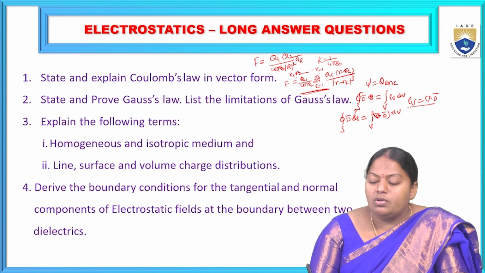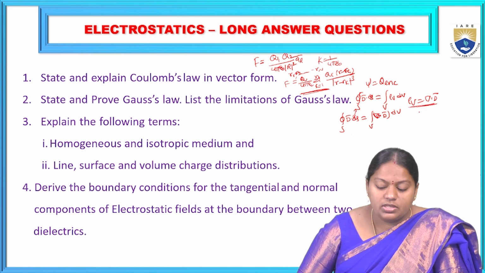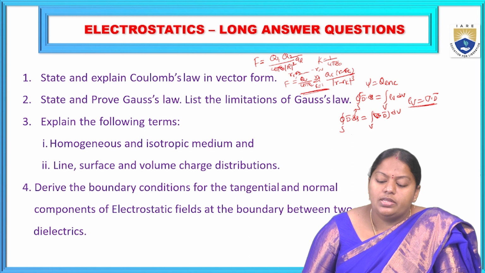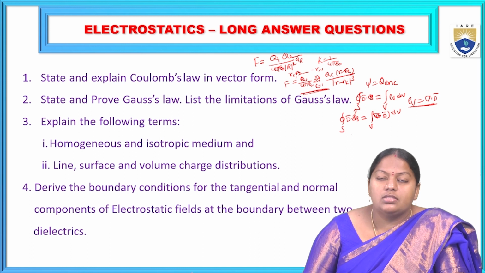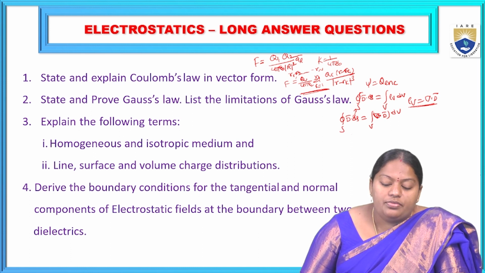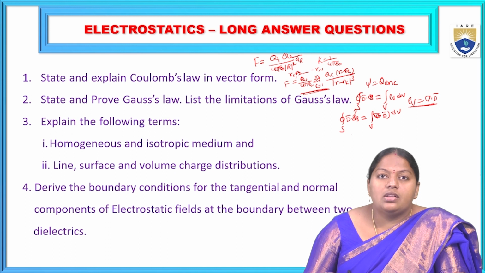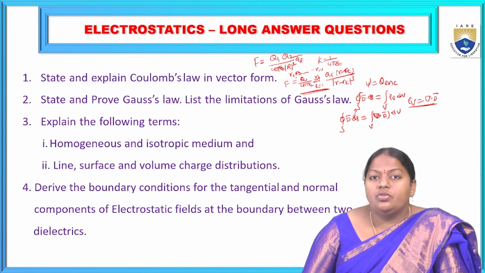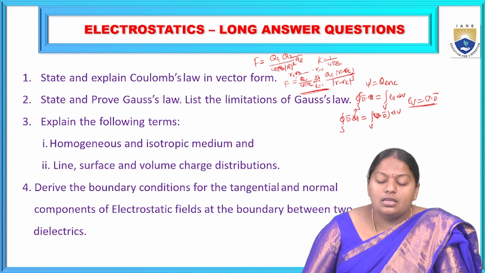This is called the point form or differential form of the first Maxwell's equation, derived in the case of Gauss law. And what are the limitations? Whenever there does not exist any symmetrical charge distribution, Gauss law is not applicable. If there exists a symmetrical charge distribution, then throughout that region the charge will be uniformly distributed, and in that case Gauss law is applicable.